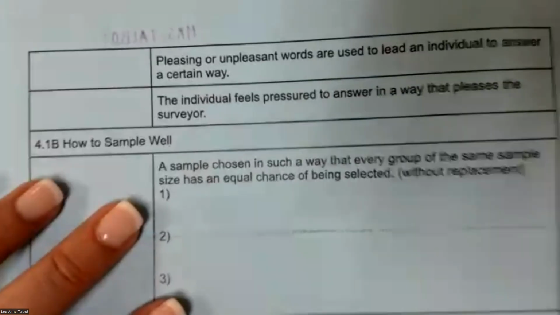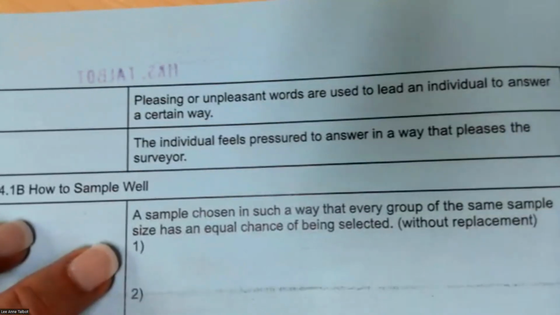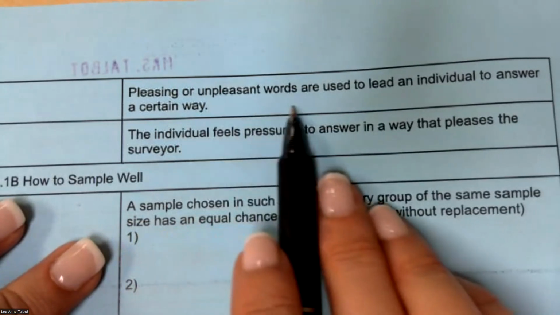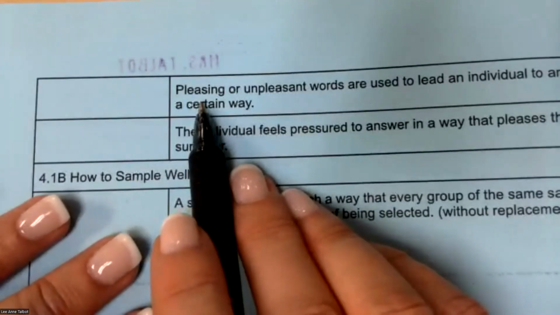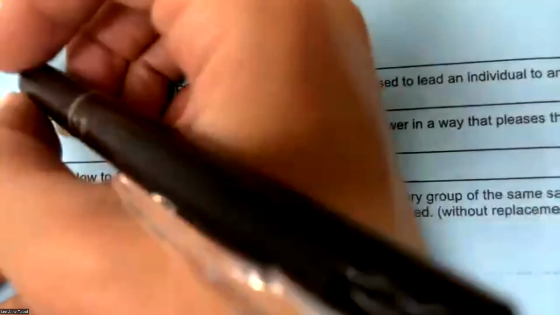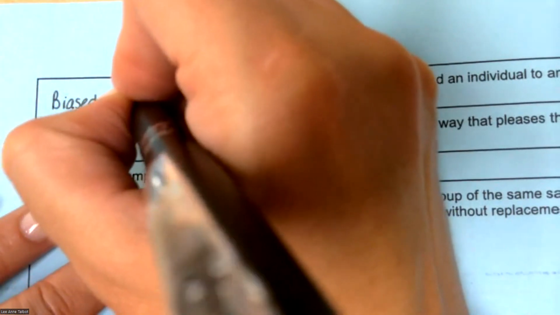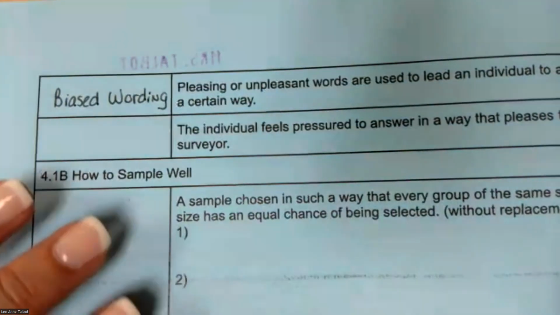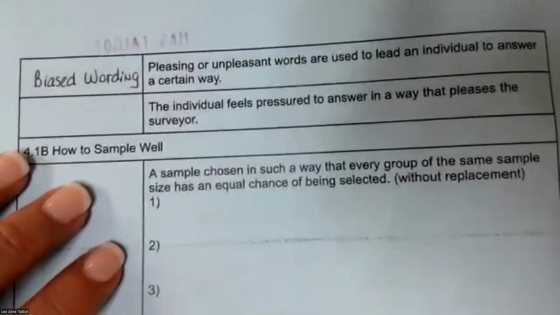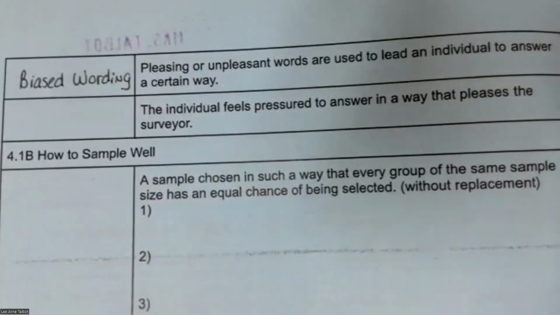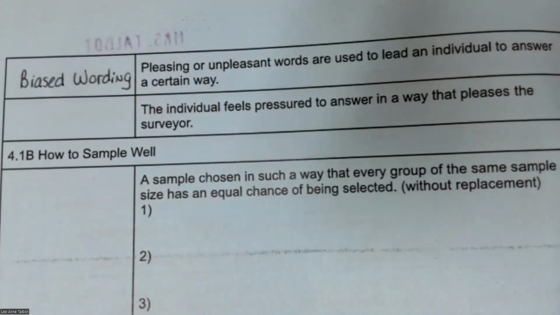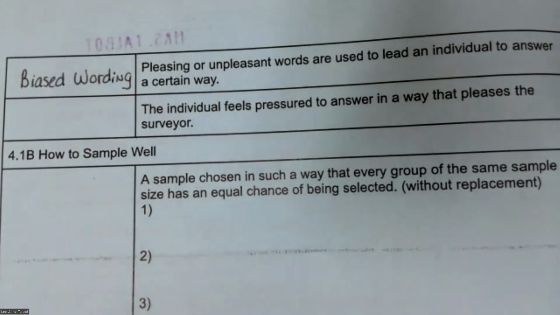Next. We're almost there already, believe it or not, thanks to Mr. Talbot's idea. Pleasing or unpleasant words are used to lead an individual to answer a certain way. Biased wording. This one's like, do you believe that terrible, gory movies should not be shown to under 17-year-olds? Because they put the terrible, gory in there to make you think a certain way.